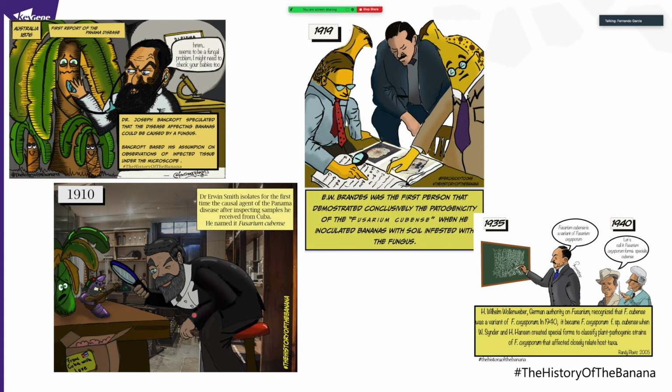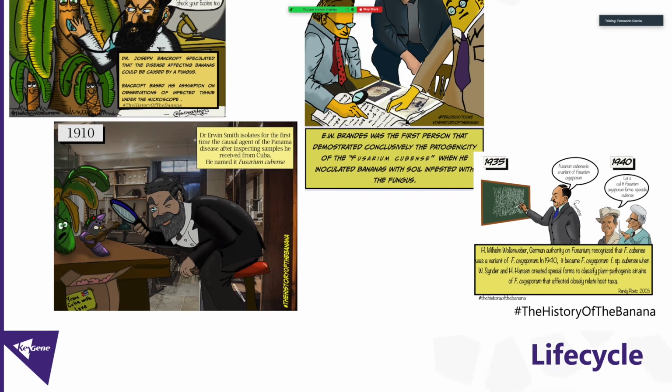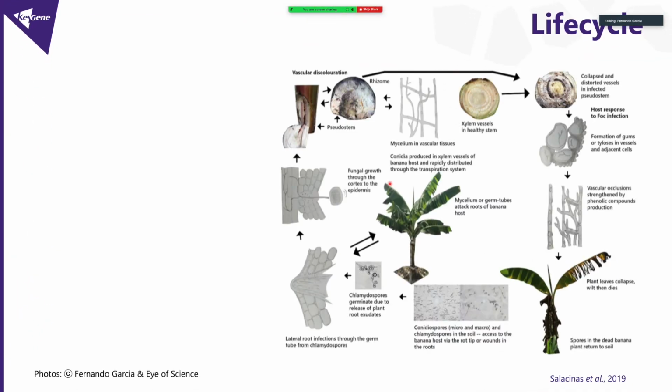If you like this part of the taxonomy, I have some cartoons in which I explain the taxonomy of Fusarium through the years. Something I want to say here is about this one, in which Dr. Brandes was the first person who demonstrated the pathogenicity of Fusarium cubense, when he inoculated plants with contaminated soil. It's interesting because 100 years ago, and we still do the same to prove whether strains are pathogenic or not. That's how we do it.